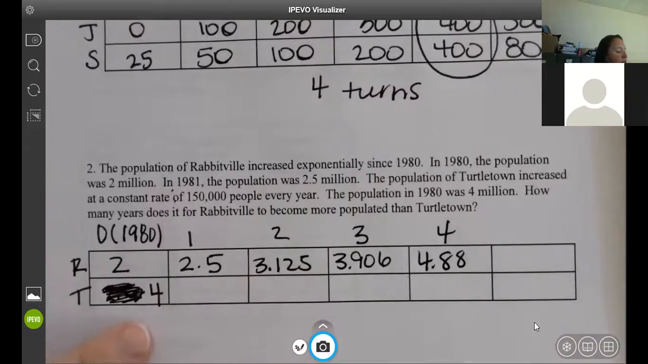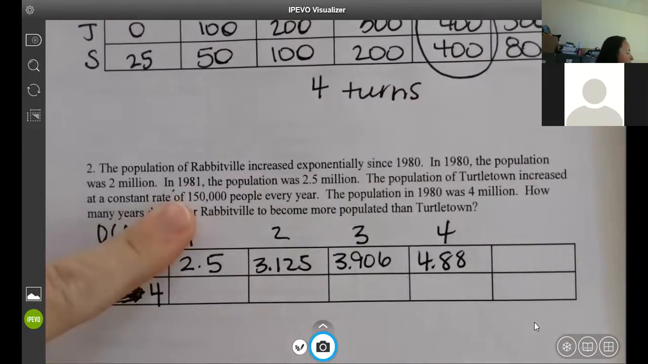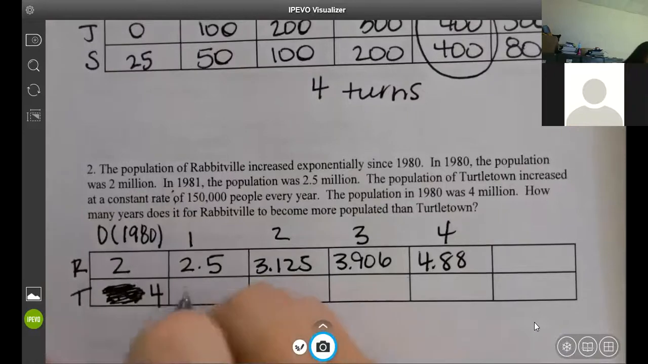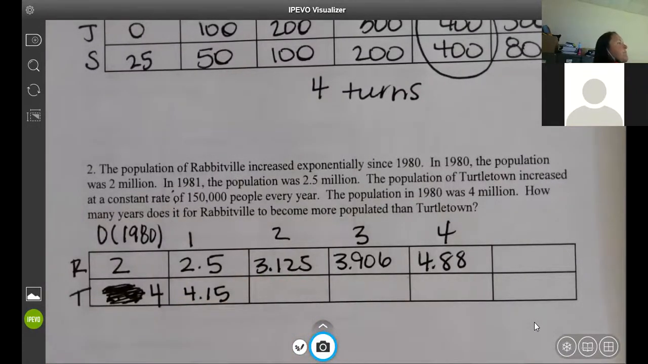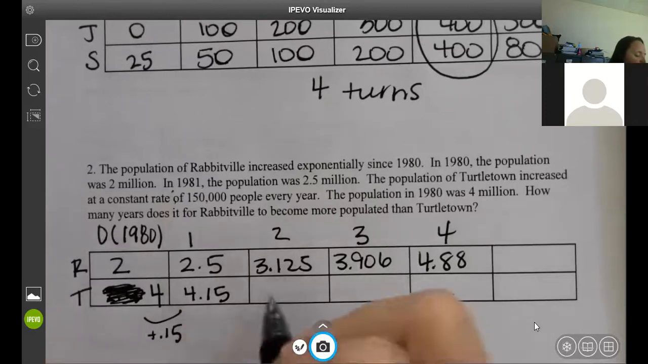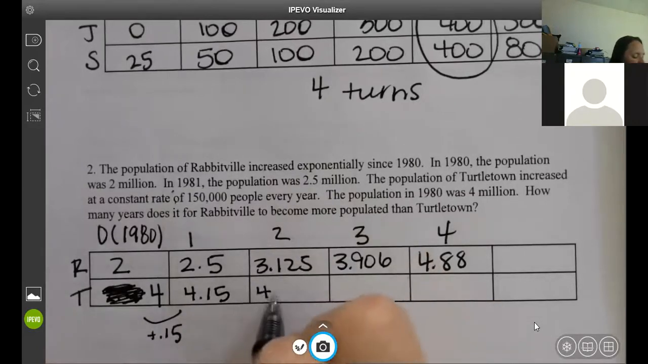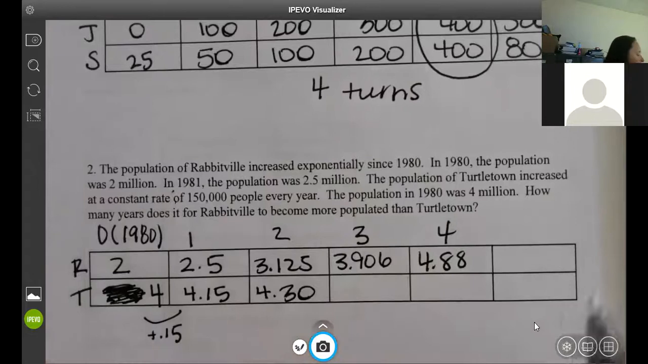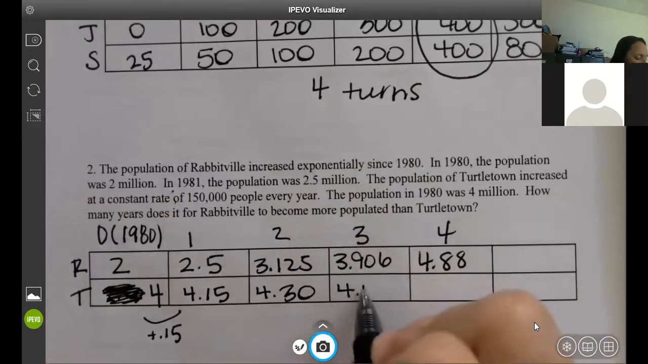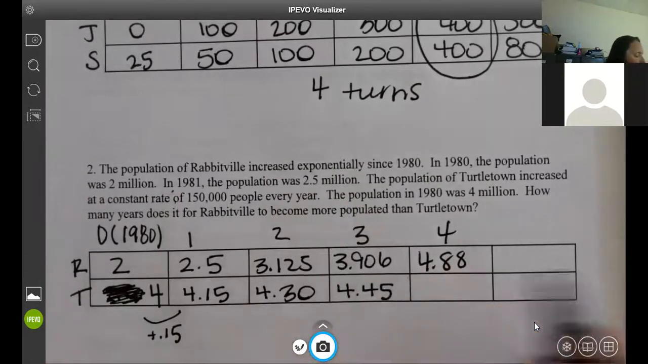It said Turtletown increased by a constant rate of 150. So the way we would write this is 4.15. So we're basically adding 0.15 each time. So what would the next one be if I added 0.15? 4.3. If I add it again, 4.45. And the last one, 4.60.